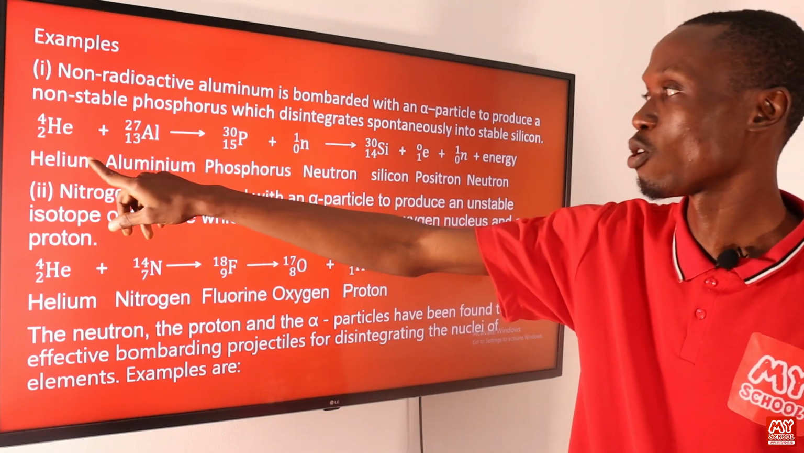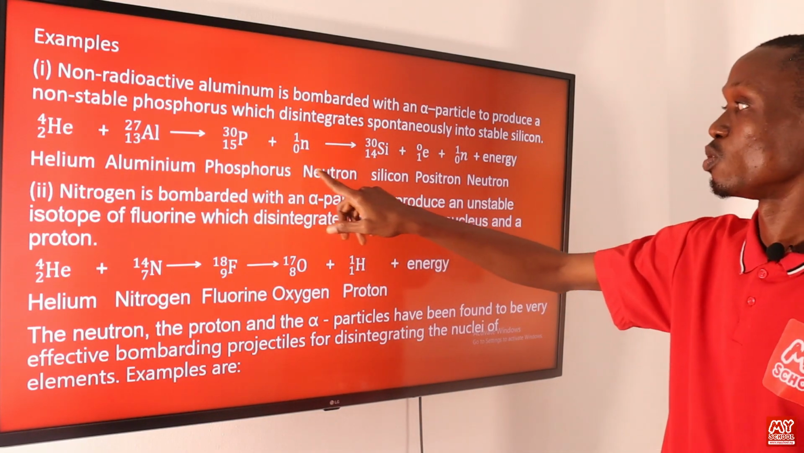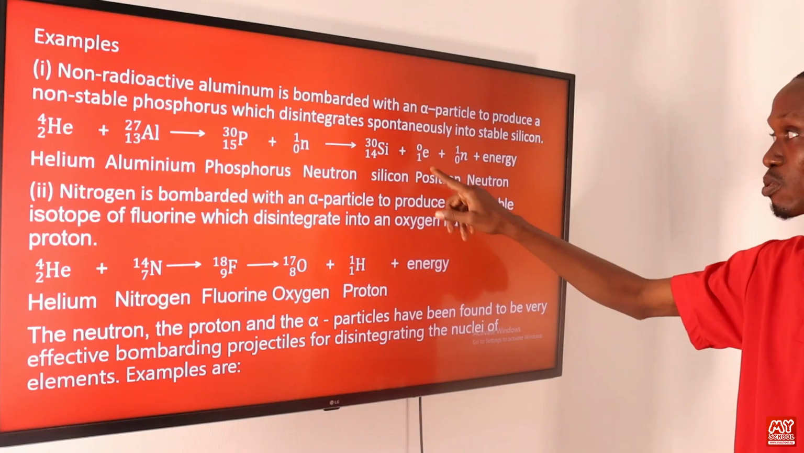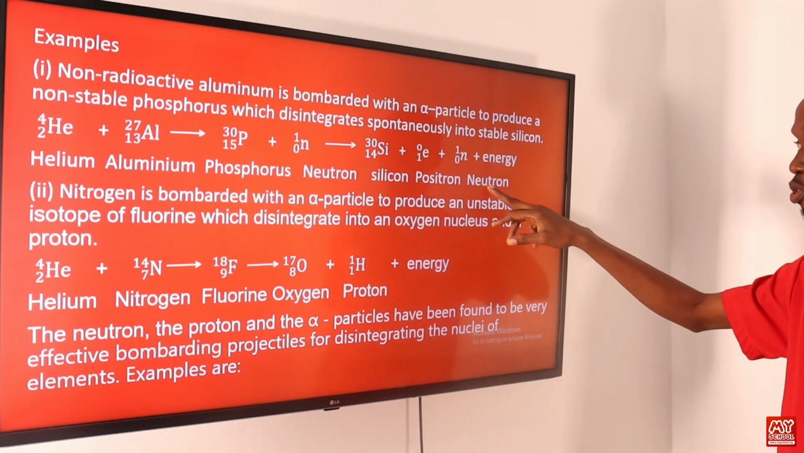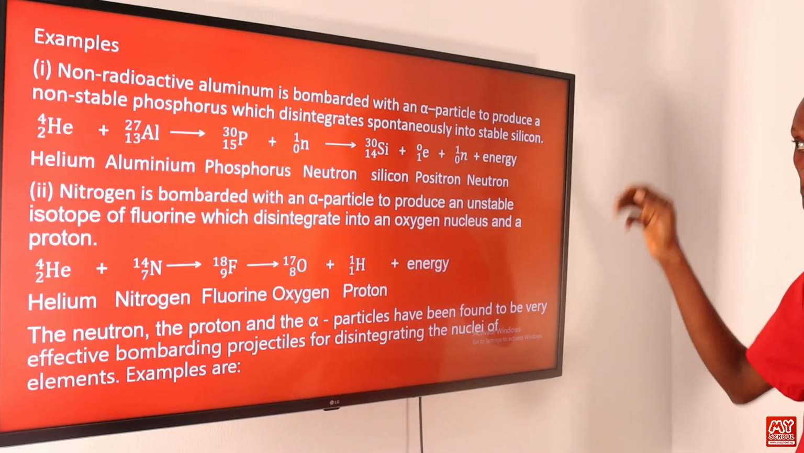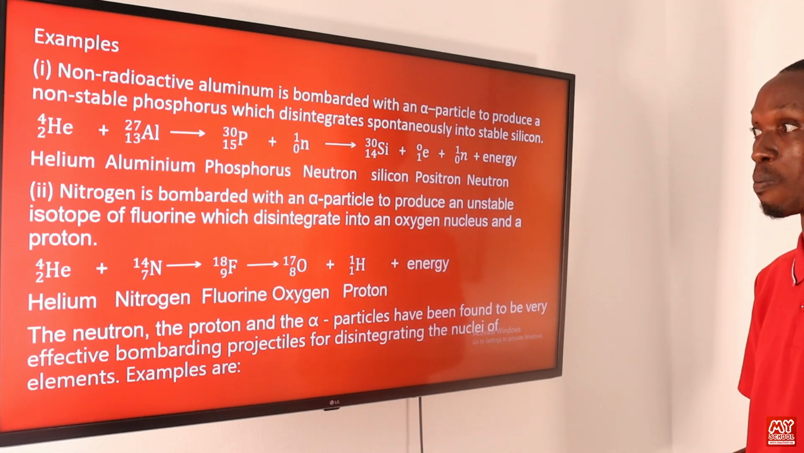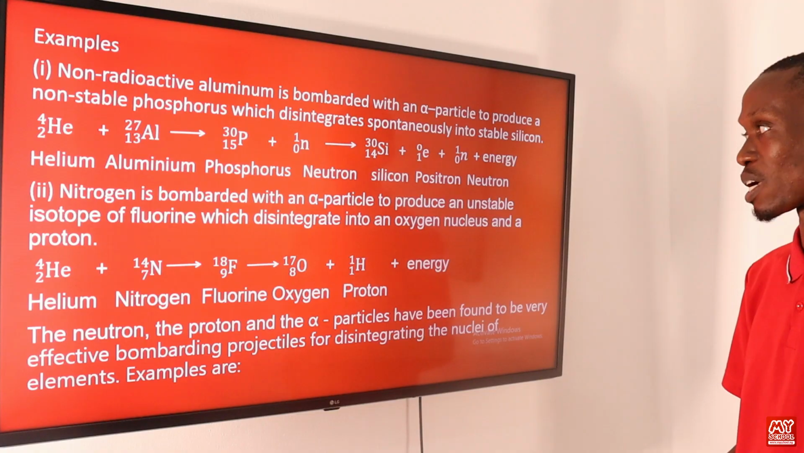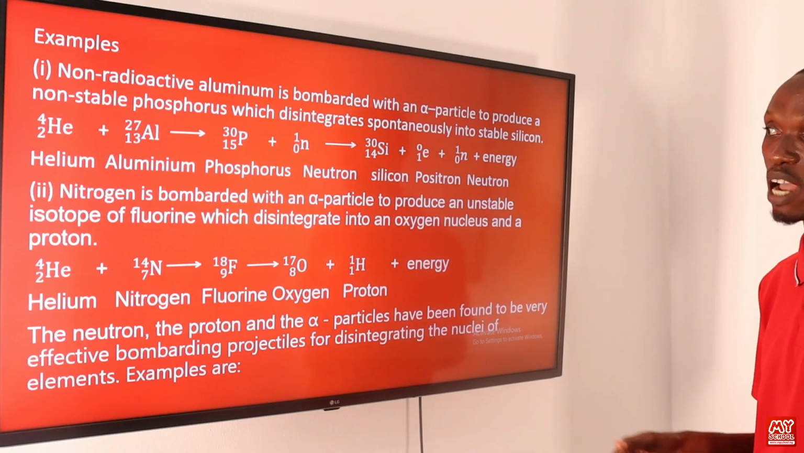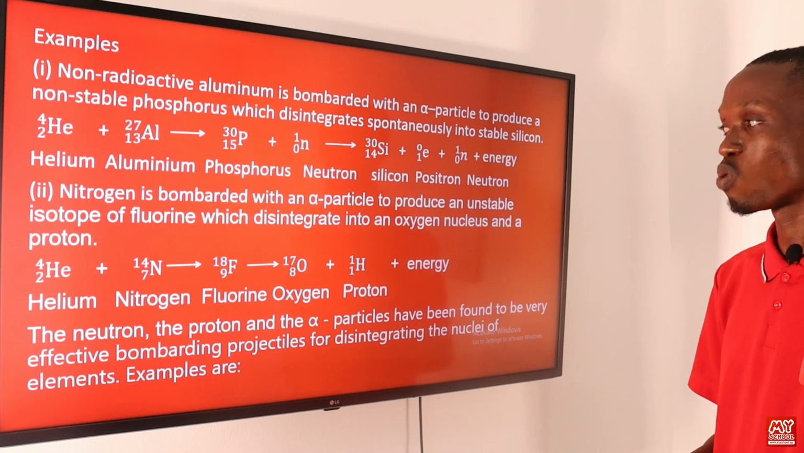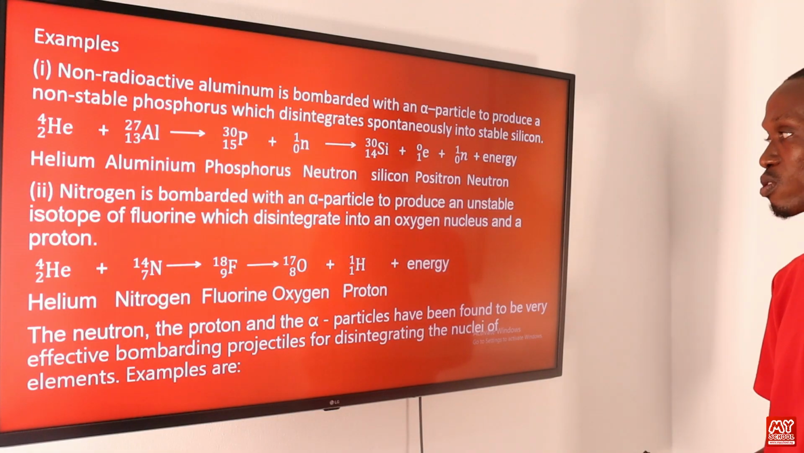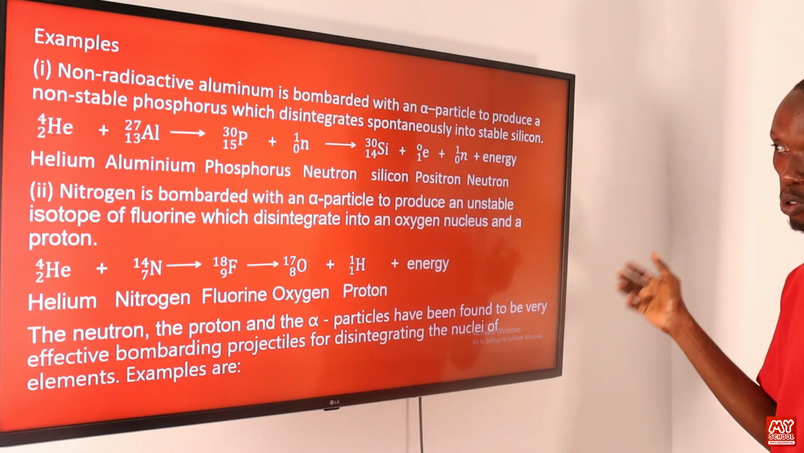So here we have helium, aluminium, phosphorus, neutron, silicon, then we have positron, then we have neutron again, and the energy that was released. The second example is nitrogen being bombarded with an alpha particle to produce an unstable isotope of fluorine, which disintegrates into an oxygen nucleus and a proton.